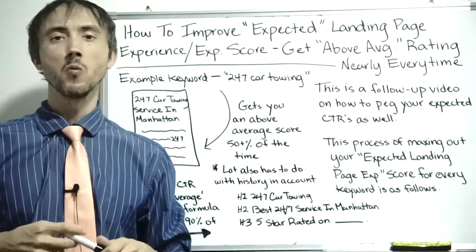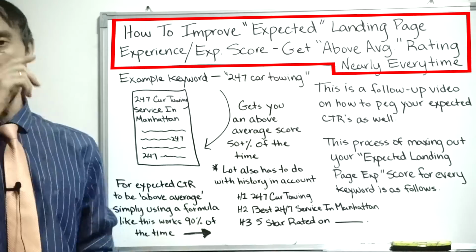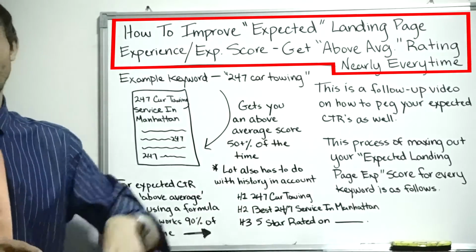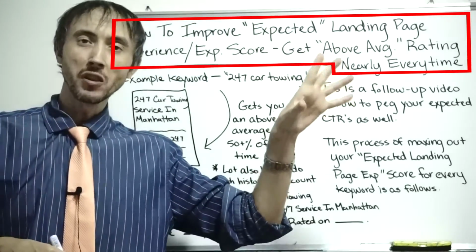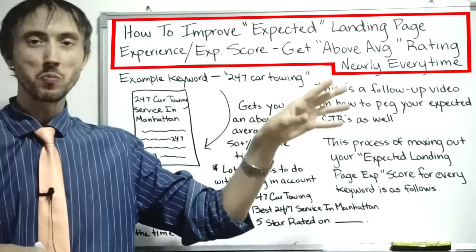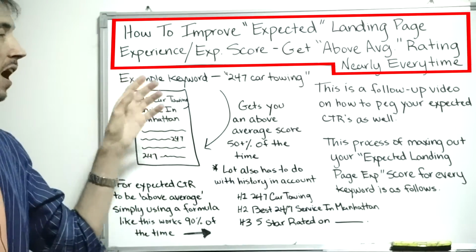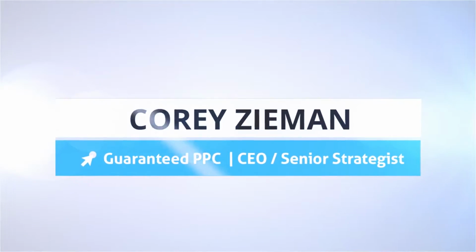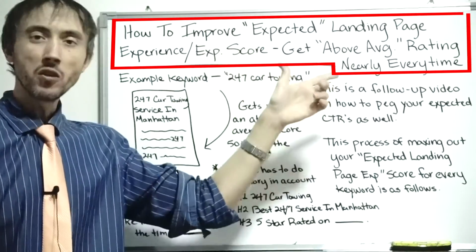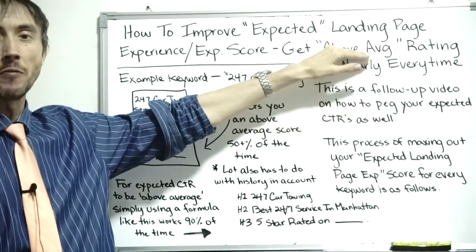Okay, today's video, we're going to talk about how to improve that expected landing page score that Google gives you, which raises your cost per click an astronomical amount if they're giving you an expected landing page experience of average or below average, especially. And what you can do to get this to where you get an above average rating almost every time.